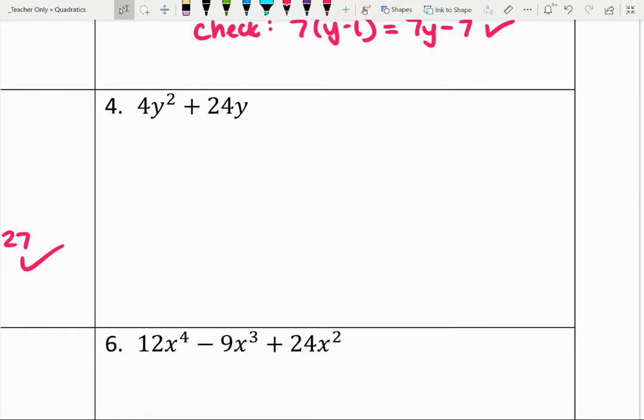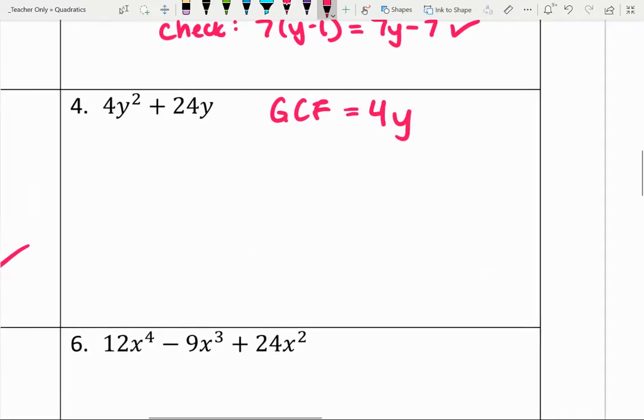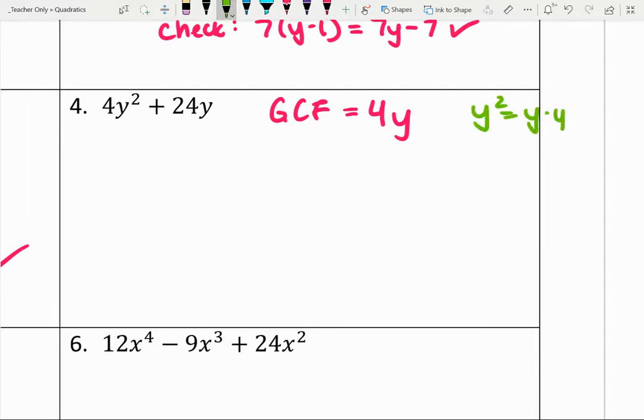So 4y squared and 24y, again, starting with that greatest common factor. The greatest common factor of 4y squared and 24y is 4y. The 4 and the 24, that's pretty obvious. We get a 4 out of that. And if I just need a little reminder, y squared is y times y, and y by itself is just y. What they have in common is a single y, and that's why that's in our greatest common factor. So I'll have 4y out in front.